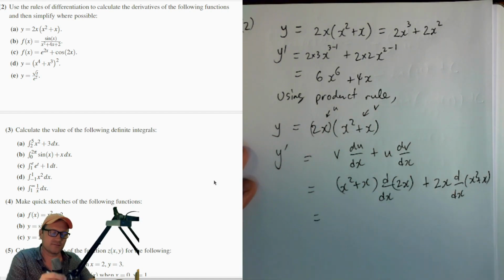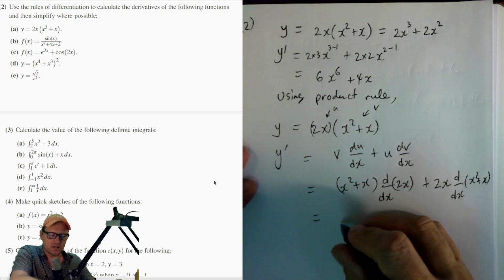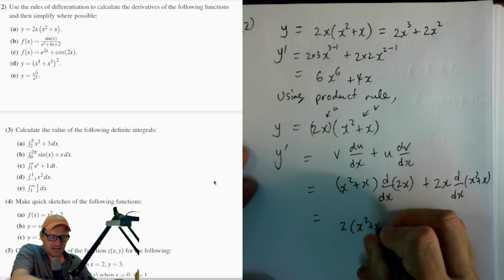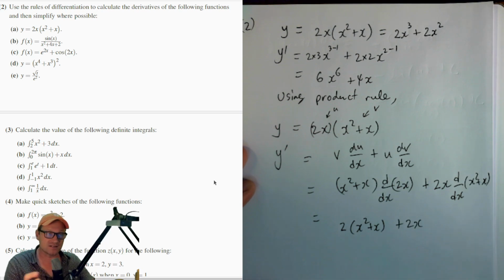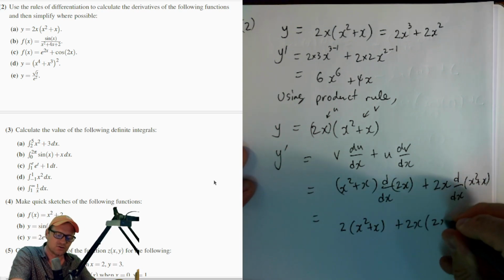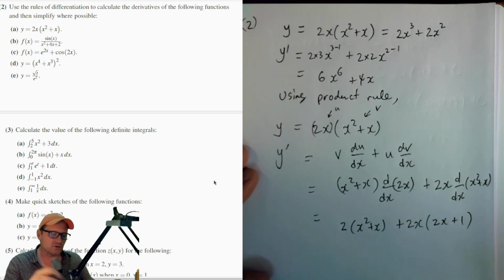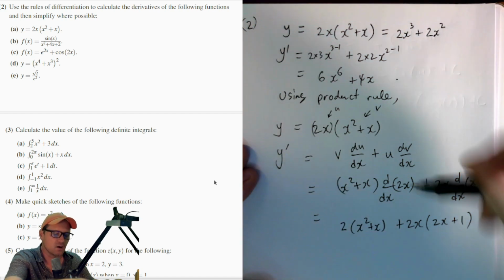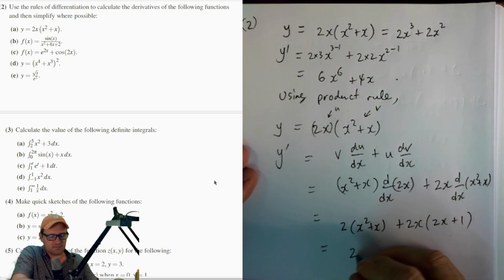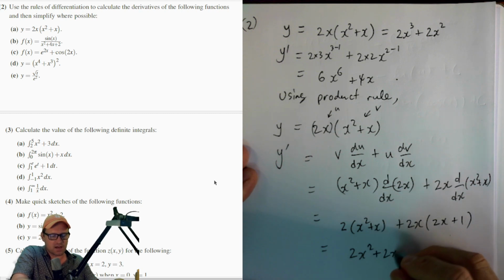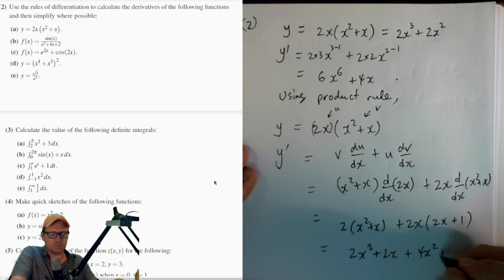So the derivative of 2x with respect to x is just 2. So we have 2 outside of x squared plus x. Then over here we have 2x times the derivative of x squared plus x with respect to x. So that's 2x plus 1. Okay, so now to make it look like this line, we would want to expand this and collect like terms. So we have 2x squared plus 2x plus 4x squared plus 2x.